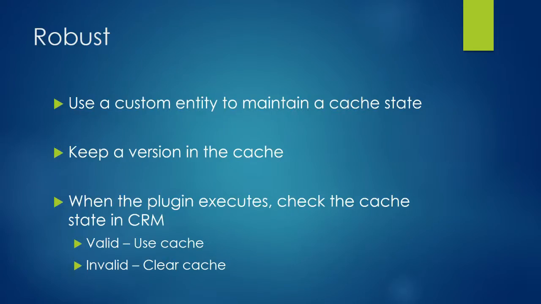This approach uses a custom entity within Dynamics CRM to maintain some kind of state value for the cache. This could be a date from which the cache was last updated or some kind of version number. It doesn't really matter as long as it's unique and can be easily changed. So what we do is keep a copy of this value locally in our cache, and when the plugin executes, we get the value held in CRM and compare it to our local value. If it matches, then we use our cache, and if it doesn't, we clear the cache and get new data.